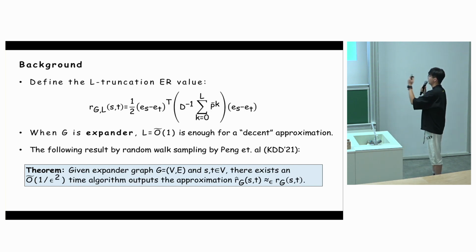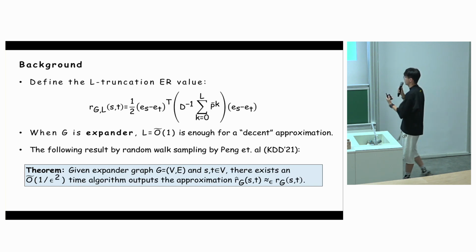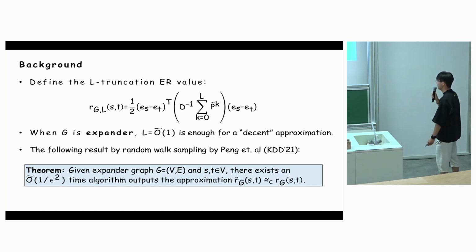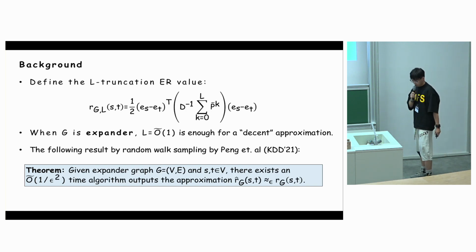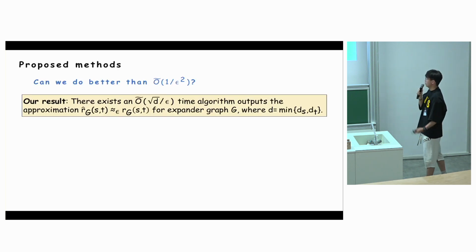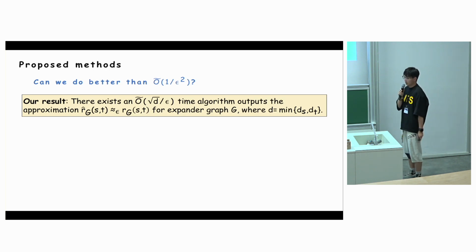There is the following result by the previous paper, which says when G is an expander graph, then there exists a 1 over epsilon squared time algorithm that epsilon-approximates the s-t effective resistance. Now the problem is that we want to do better than 1 over epsilon squared.